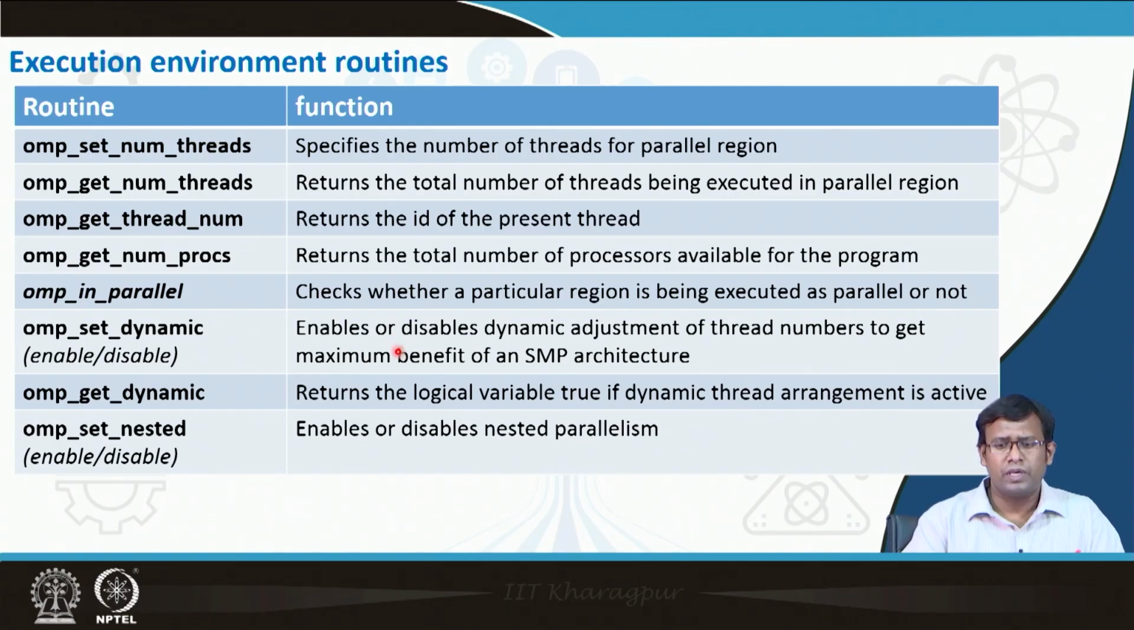Similarly, OMP set dynamic: if you provide a non-zero value as its argument, it will set that the number of threads will not be pre-decided by the environment setting or by the default call. Rather, the number of threads will be dynamically allotted by the SMP architecture. Based on the architecture and how many threads are available, OpenMP will dynamically allot the number of threads. So even if the user has given the number of threads, if you go to a different computer, the number of threads might be different.